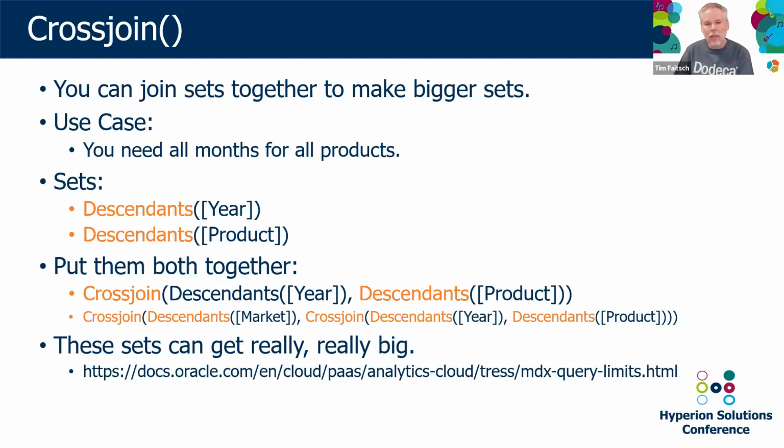Now, I went out and looked at the documentation just yesterday, and it looks like the set that they used to support in 11.1.2.4 was 2 to the 64th. If you look at this documentation, it says it's 2 to the 640th. Now, I haven't had a chance to test that. I'm hoping it's true, but my gut tells me that maybe it was a typo, but maybe it's true. And if it has grown by that much, then you should have no problems doing whatever you want to do in MDX.